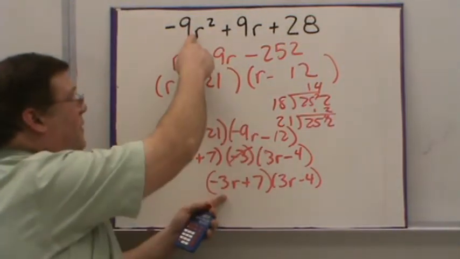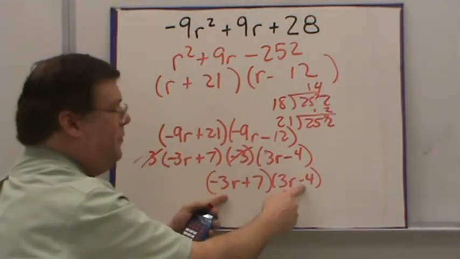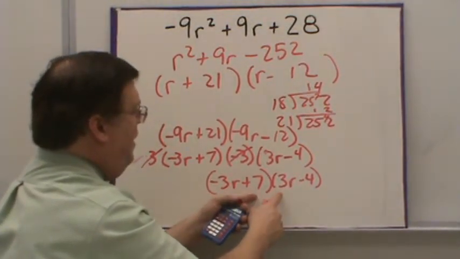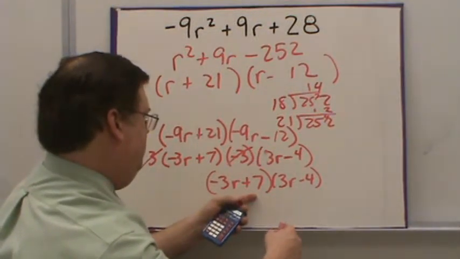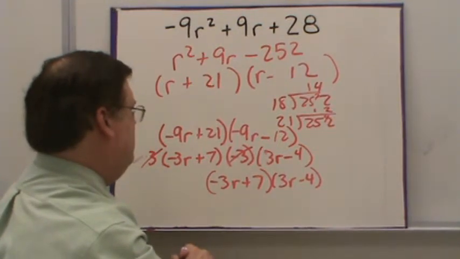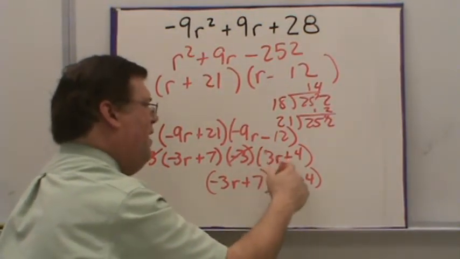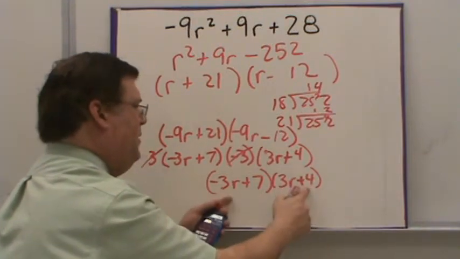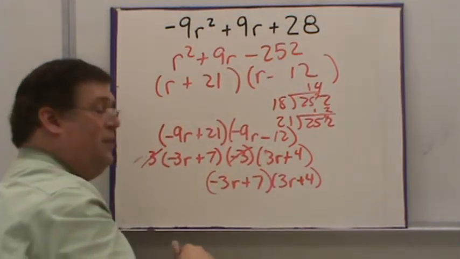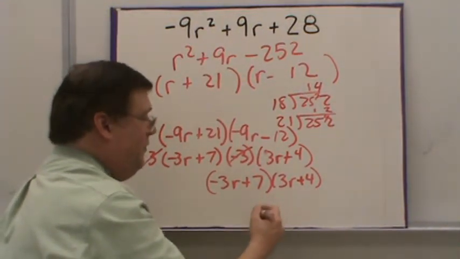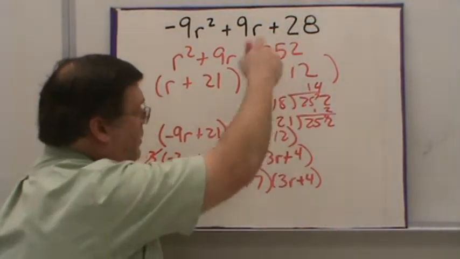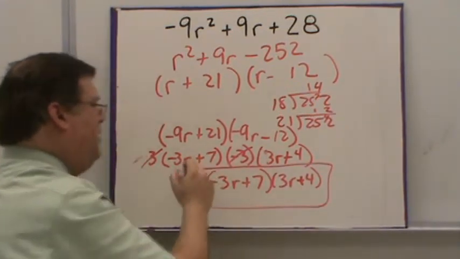3r times negative 3r, negative 9r squared. Negative 3 times negative 4 is going to be a positive 12r and a positive 12r plus a positive 21. Oh, that should be, that's right. I factor out a negative 3, it's going to be a positive 4 here. So that's going to be negative 12r and positive 21, which gives me the 9r there. Another good reason to FOIL afterwards to make sure you got the right answer. And 7 times 4 does give me the 28. So this is my correct answer here.